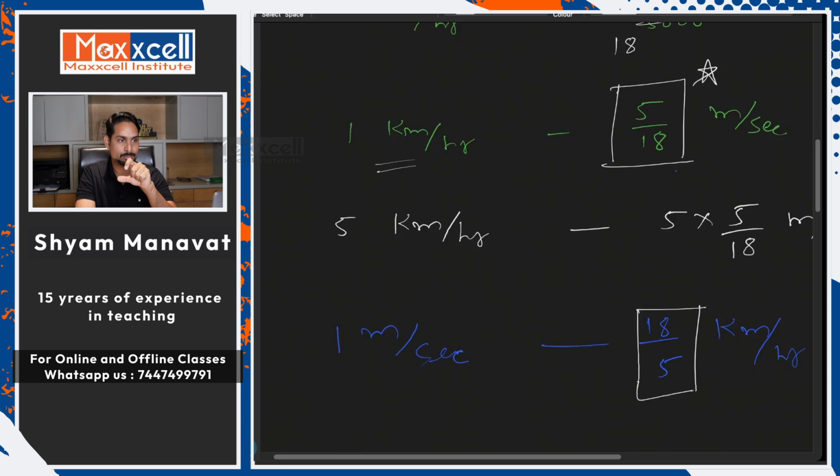We are going to use it in different situations, different questions. So we will revise and come back to this number. But as of now, if you remember one conversion, that's enough. 1 kilometer per hour equal to 5 by 18 meter per second. Alright.